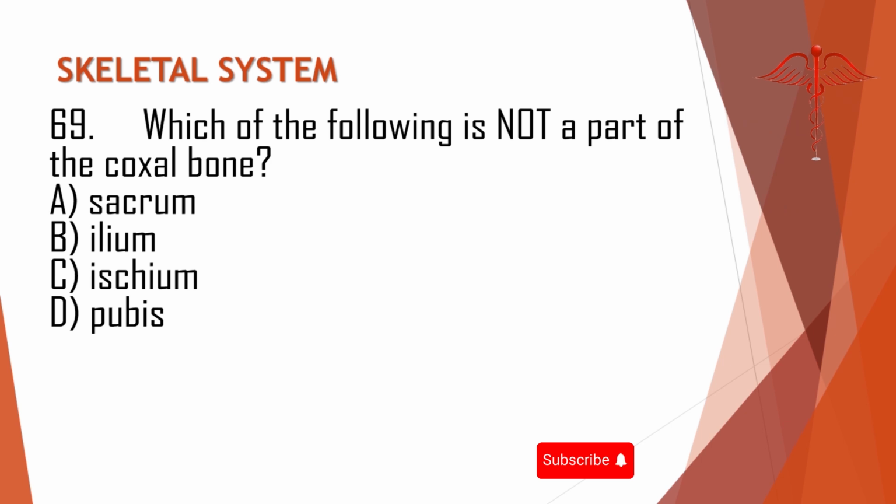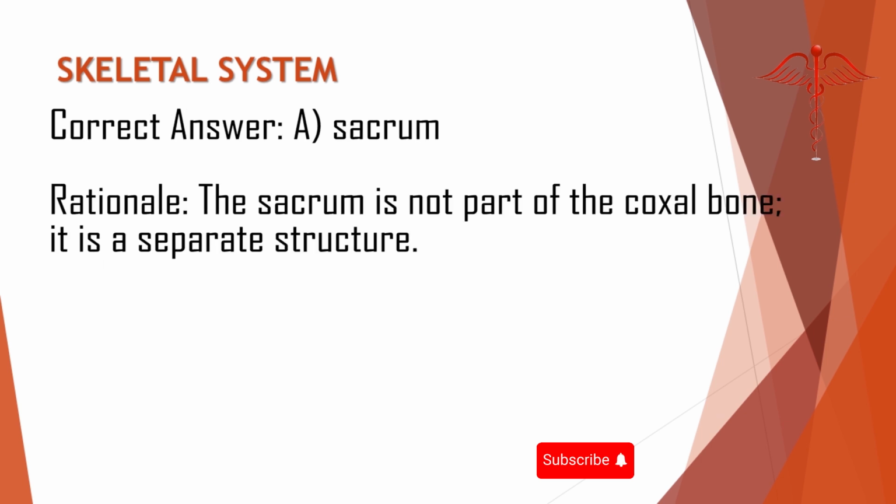69. Which of the following is not a part of the coxal bone? A. Sacrum, B. Ilium, C. Ischium, D. Pubis. Correct answer: A. Sacrum. Rationale: the sacrum is not part of the coxal bone, it is a separate structure.